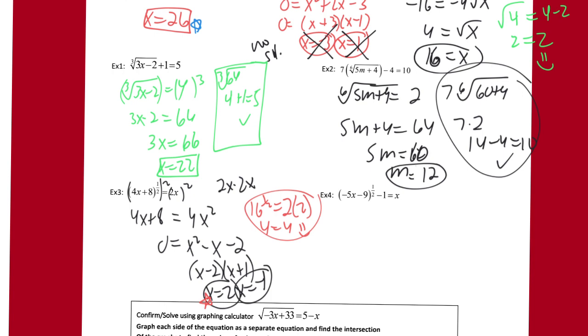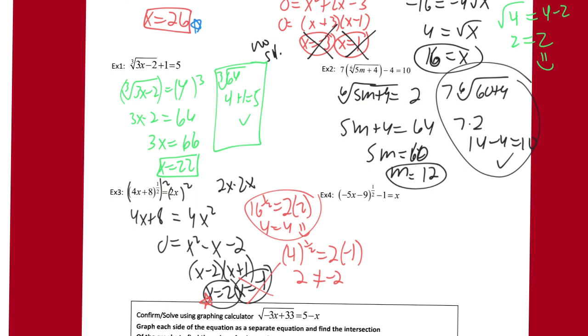How about -1? I bet you it's not going to work. 4 times -1 is -4. -4 plus 8 is 4, to the 1/2 power. And that should equal 2 times x. x is -1. 2 does not equal -2, so therefore -1 is an extraneous solution.